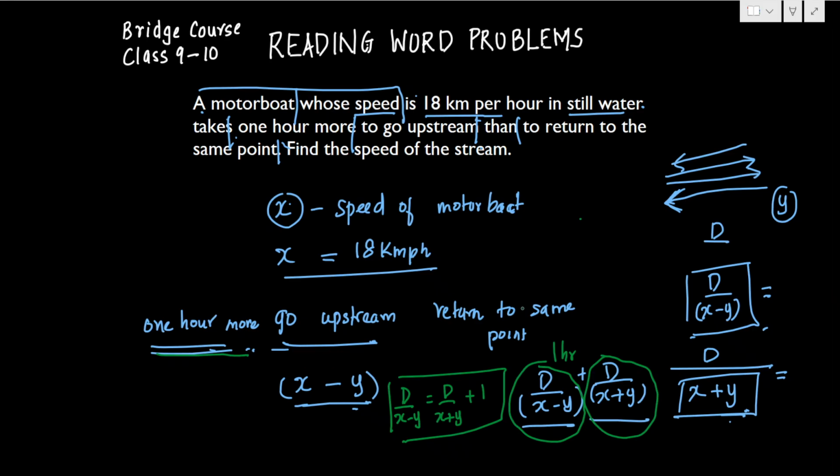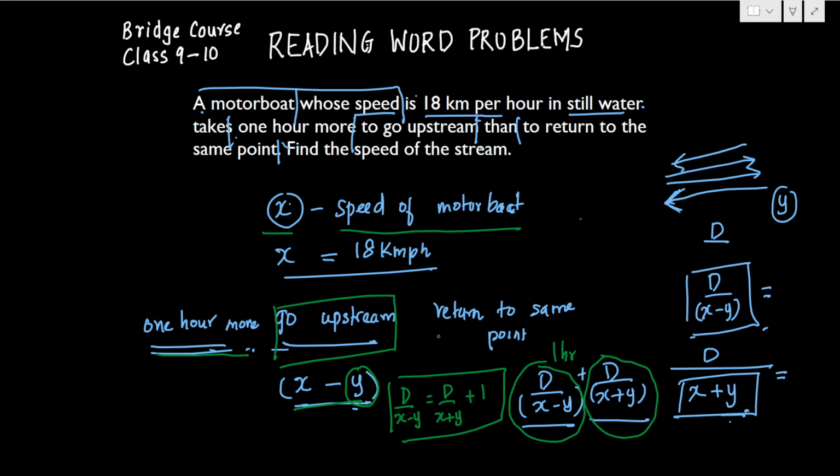So this is a slightly complicated problem. It's pretty complicated if you ask me. But how to solve it is to break it into small pieces. First, find the things. The thing here is the speed of the motorboat. And then the second part is a little bit more complicated. When you go upstream, the speed decreases. It becomes less. By how much? By y, which is the speed of the flow of water or the speed of the stream.